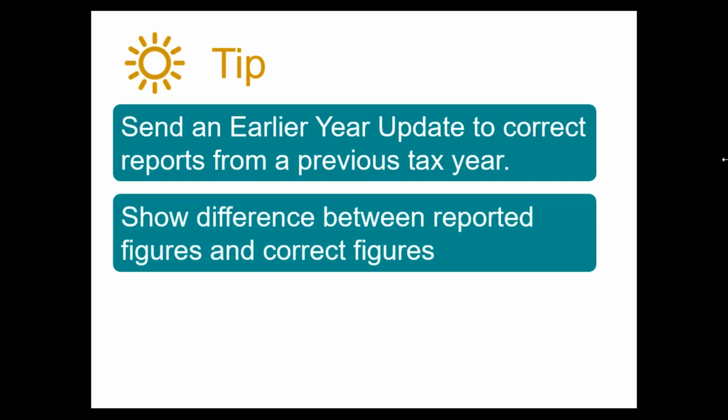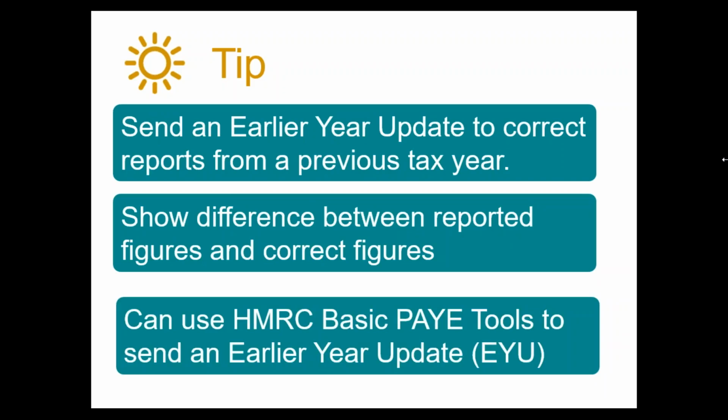In an earlier year update, you must show only the difference between the figures you reported and the correct figures, not the full correct figures. If your payroll software can't send an earlier year update, you can use HMRC's Basic Pay-As-You-Earn tools to send one.